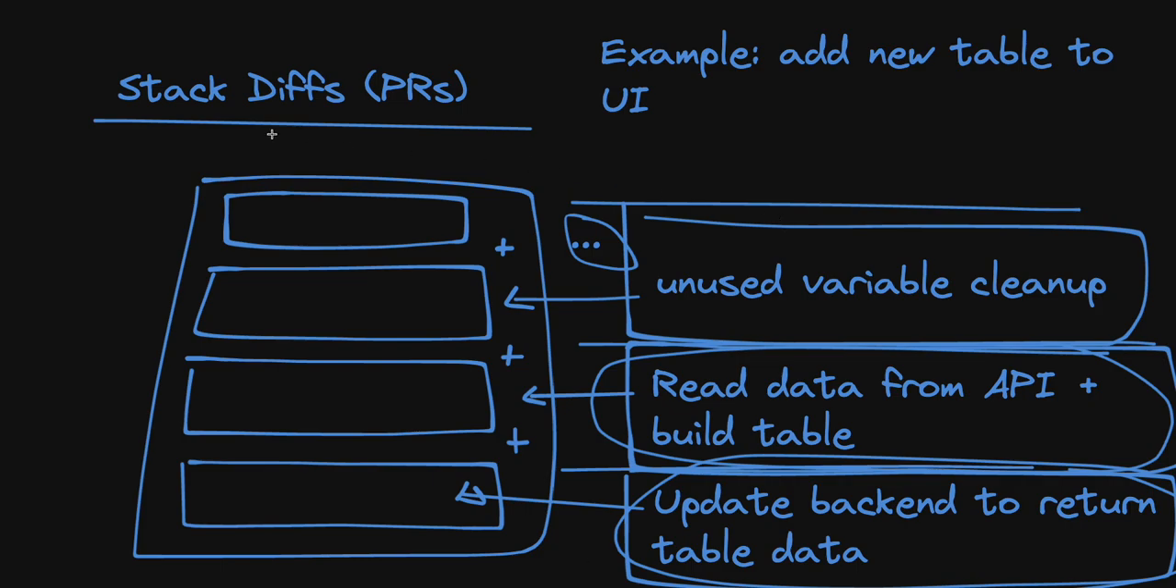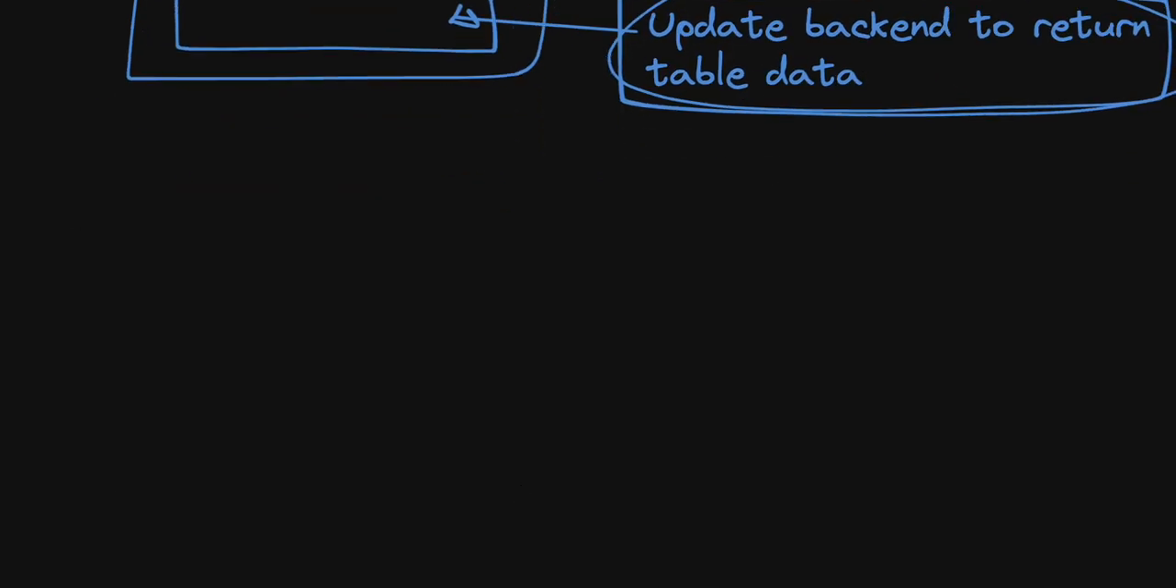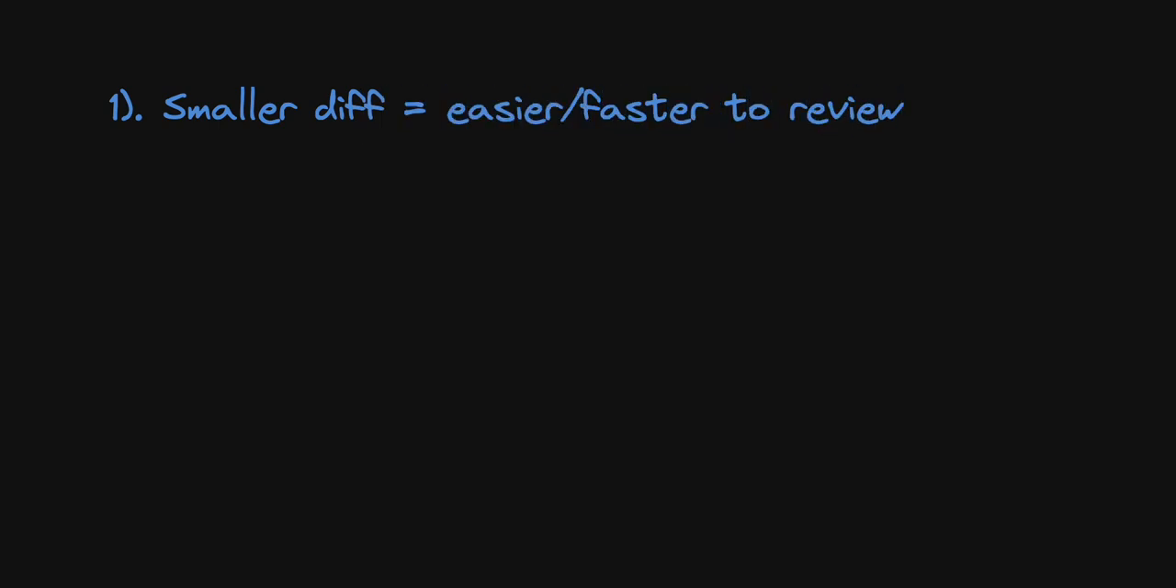But basically this is the philosophy we use: split up flows into multiple diffs such that each one is easier to review. So let's go over the benefits of why we do this. The first one is obviously smaller diff equals easier and faster to review.